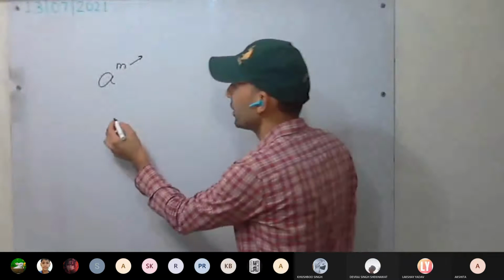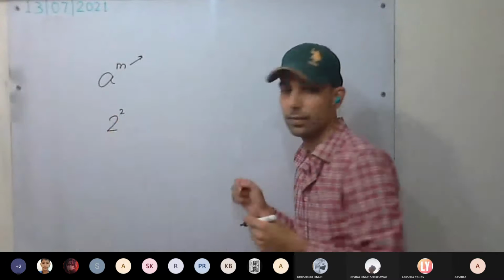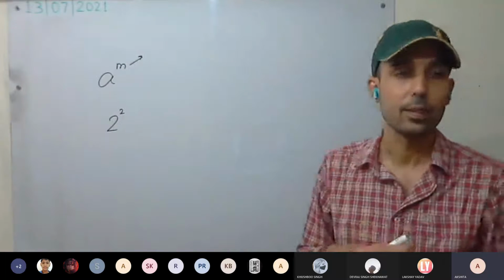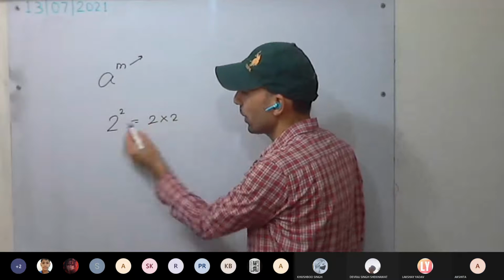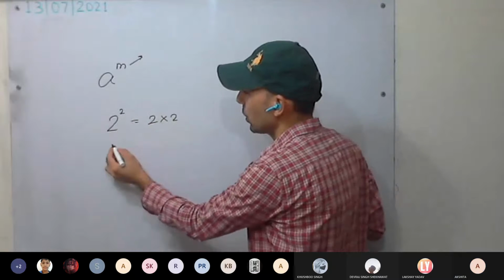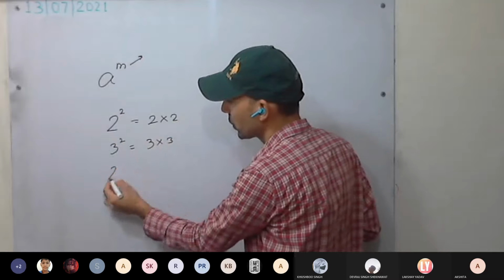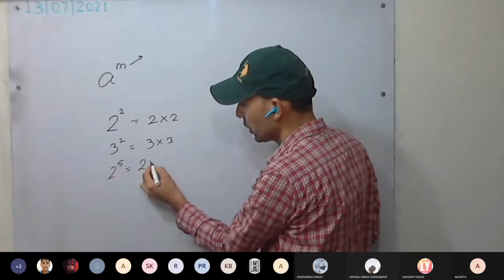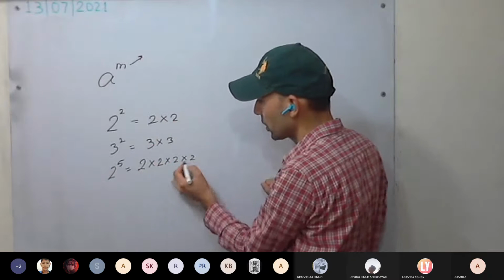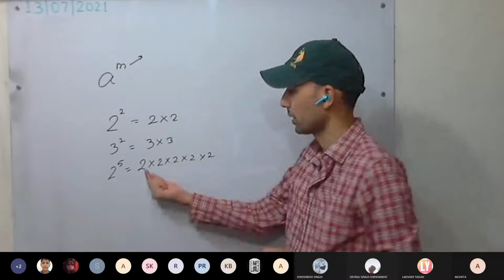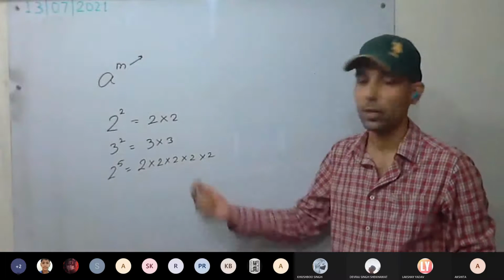If I write 2 raised to power 2, what does it mean? It means 2 into 2, so we are multiplying 2 two times. 3 raised to power 2 is 3 into 3. If I write 2 raised to power 5, it means 2 is multiplied 1, 2, 3, 4, 5 times by itself. Understood now? This is 2 raised to power 5.